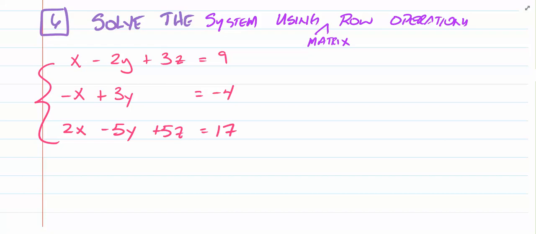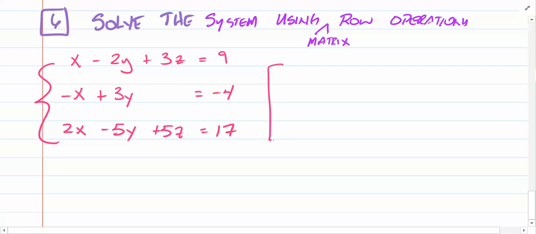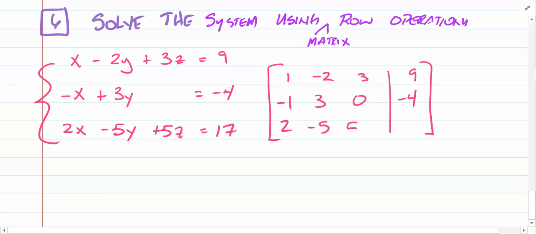All right, here we go. This is the system that we've got. We've got x minus 2y plus 3z is 9. We've got negative x plus 3y plus nothing is negative 4. And we have 2x minus 5y plus 5z is 17. We're going to solve the system using row operations. The first thing we have to do is take our system and put it into an augmented matrix. Let's go ahead and put the system into an augmented matrix. We're going to have 1, negative 2, 3, line, 9. Negative 1, 3, 0, negative 4. 2, negative 5, 5, 17.